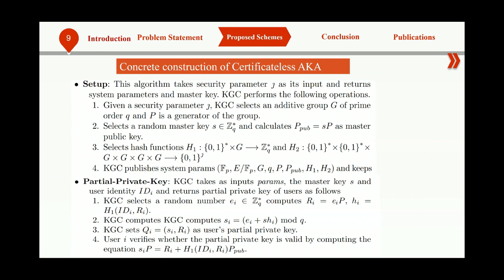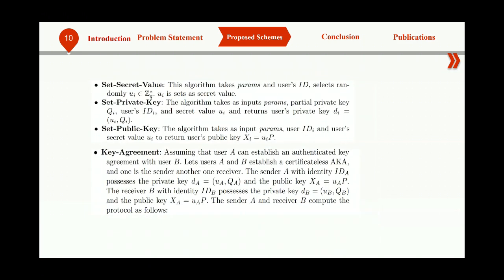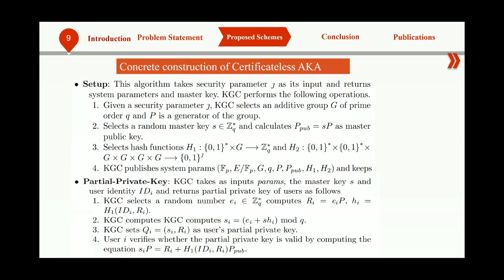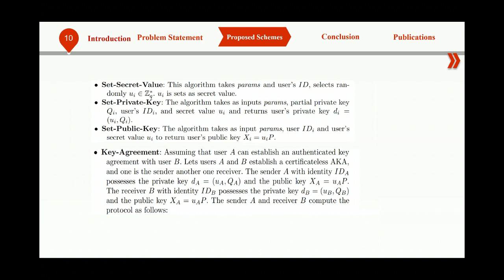The KGC will send it to user A, and user A will compute his full private key. The user A verifies whether the partial private key is valid by computing the following equation. Then he can, in his turn, select a secret value randomly and set an algorithm that is going to create the full private key for his own. In this way, one part of the secret of the key agreement is created by KGC, and another part is created by the user himself, and the user himself will compute the full private key.